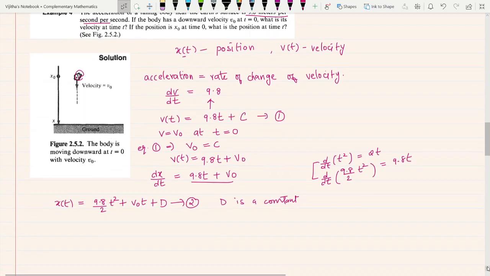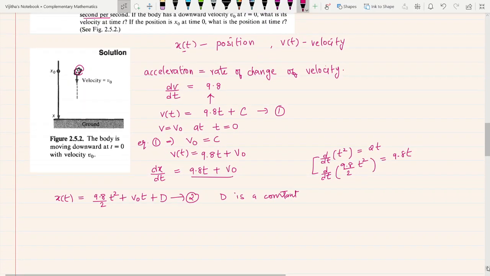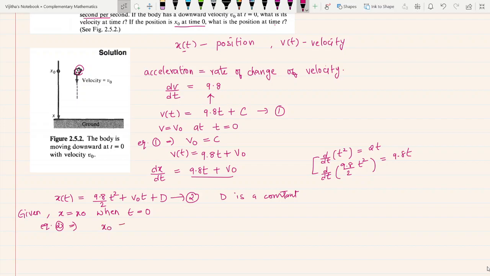Now we can see that in the problem it is given, if the position is x naught at time 0, what is the position at time t? That is the question. So it is given that x is equal to x naught when t is 0. So we will substitute in equation 2. Equation 2 implies the LHS x naught is equal to, with t as 0, d. So we get x naught is equal to d.